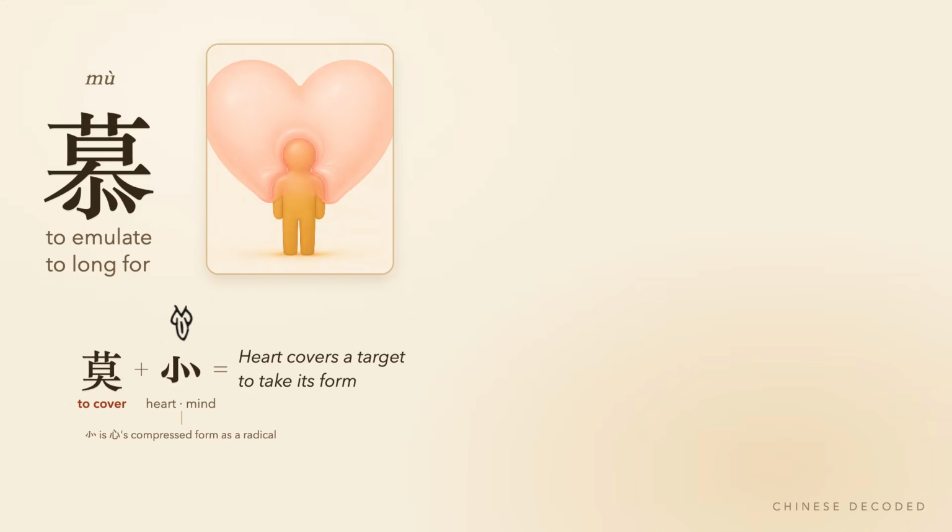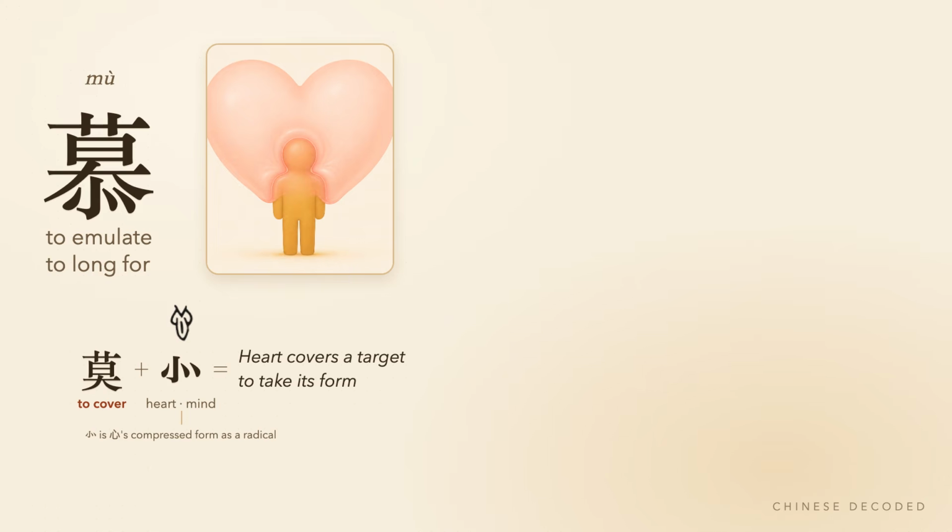And finally, 摸, cover and take form in the domain of the mind. The composition is to cover, plus the heart, the mind. The heart covers a target to take its form. The original meaning is to emulate. The mind lays itself over someone, the way the clay lay over the 摸, and takes their ways of doing things. From there, an extended sense, to long for. The mind presses itself over the target object and is shaped by what it covers.